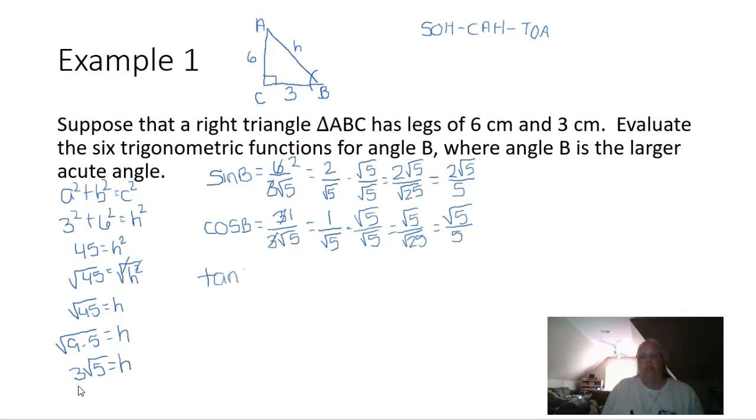The tangent for angle B. This is the opposite side over the adjacent side. Well, the side opposite from angle B is 6. The side adjacent to angle B is 3, and this fraction reduces to 2. The cotangent is the reciprocal of the tangent. So if the tangent is 6 over 3, then the cotangent is going to be 3 over 6. And that fraction reduces to 1/2.